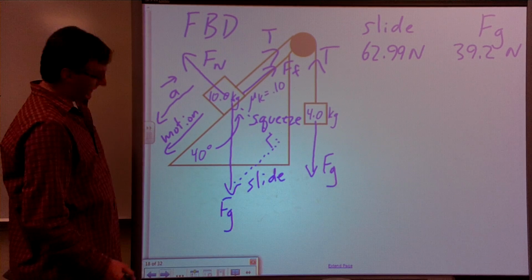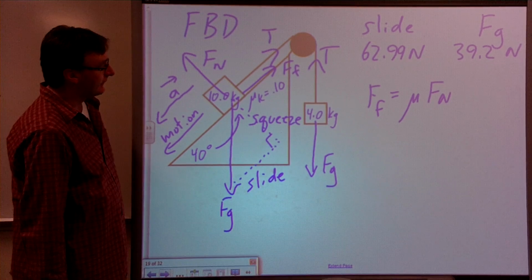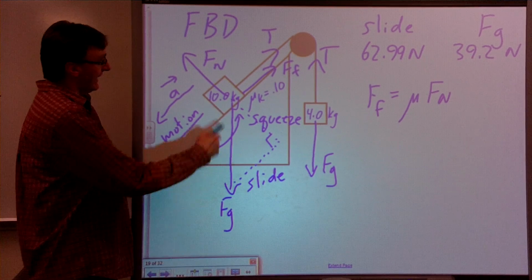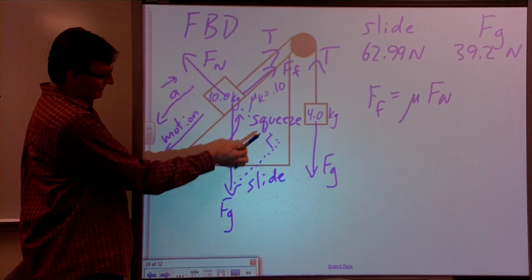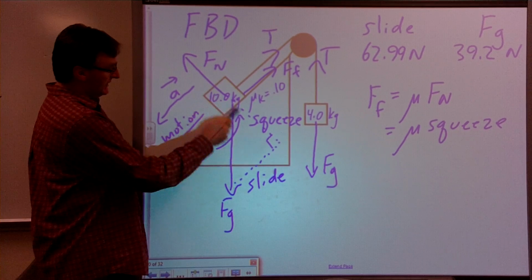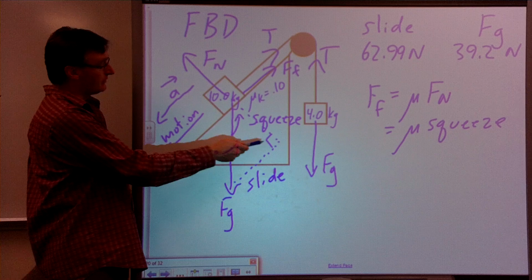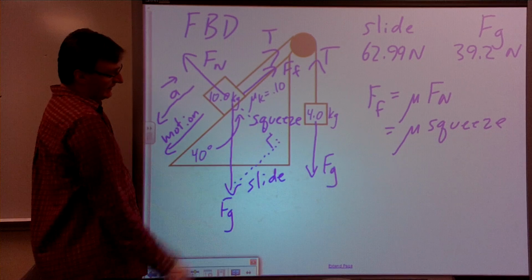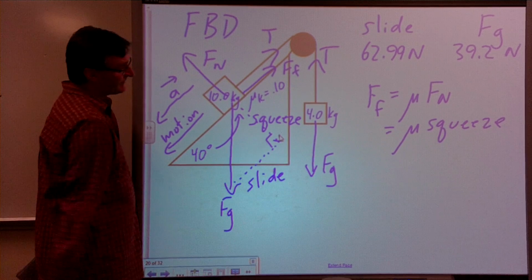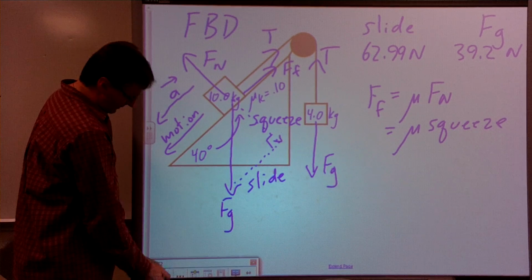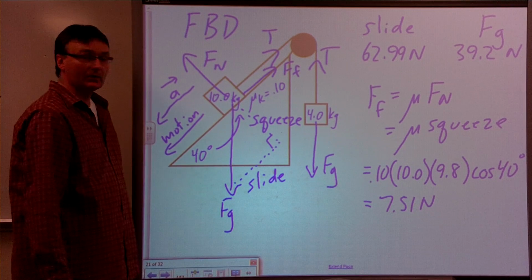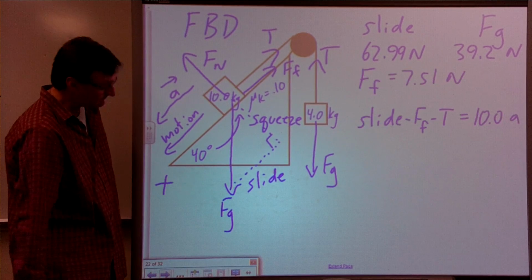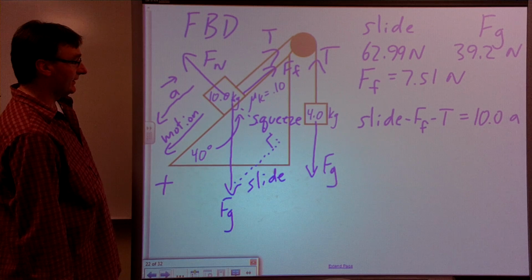All right, so let's now go and find our force of friction. Force of friction, once again, is mu Fn. And Fn now is going to equal the squeeze force. Those are the only two forces in the y direction here. We have Fn and we have the squeeze force in the opposite direction, like so. And so when we put our numbers in there, then we get 7.51 newtons. So now we know what our force of friction is, so we can put that on there.